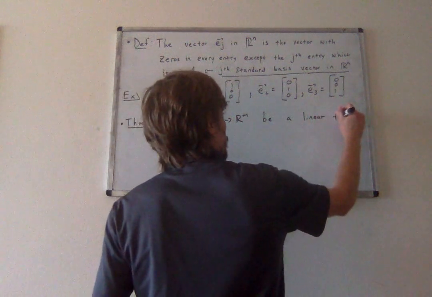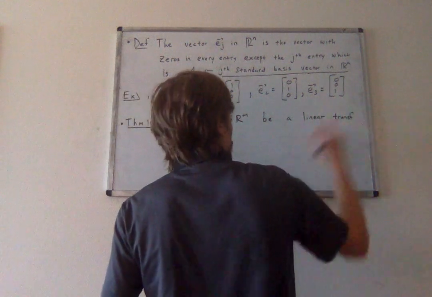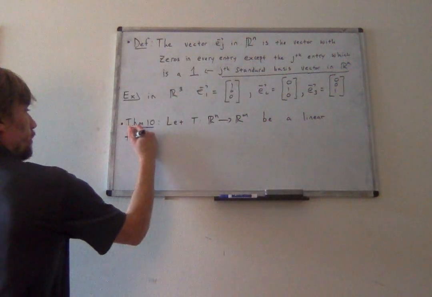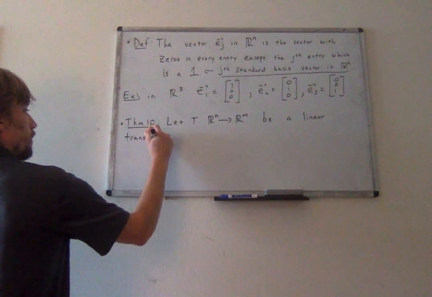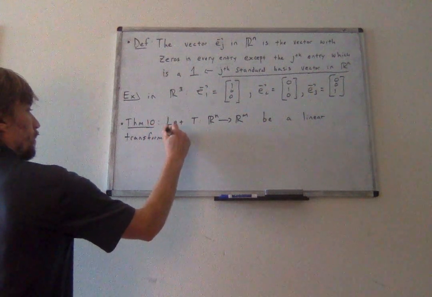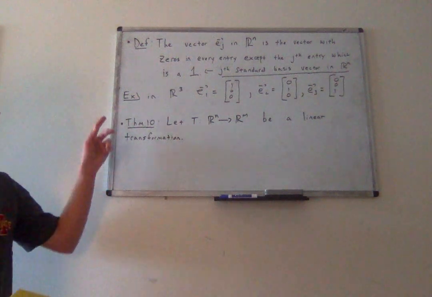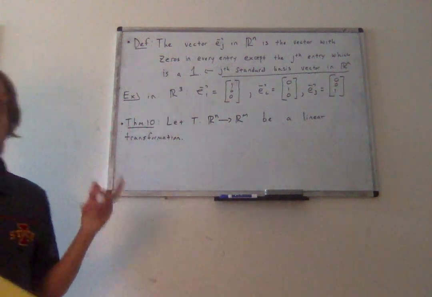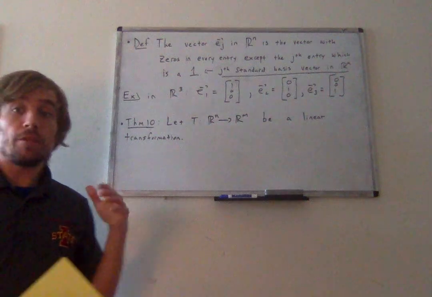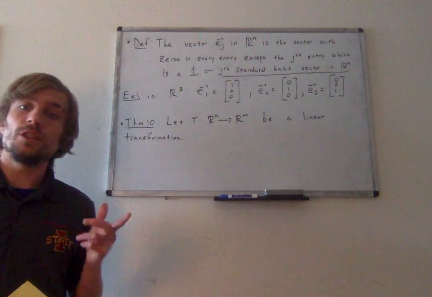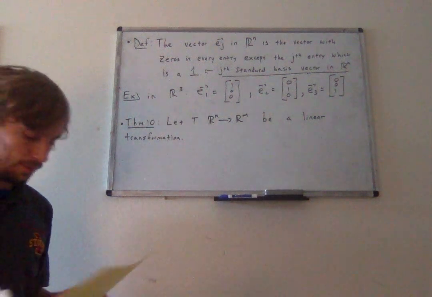So we've shown that, what have we shown? We've shown that every matrix is a linear transformation. What this theorem is telling us is that every linear transformation is also a matrix.